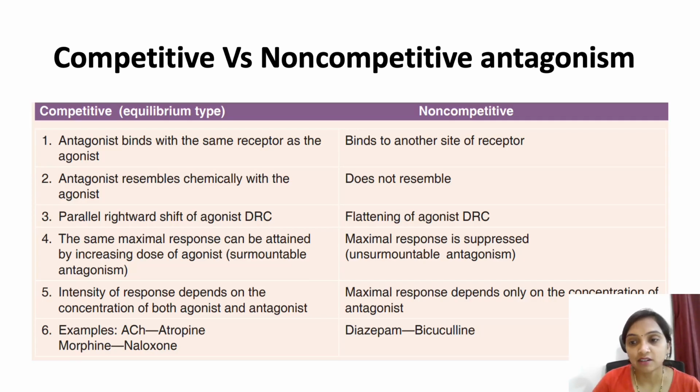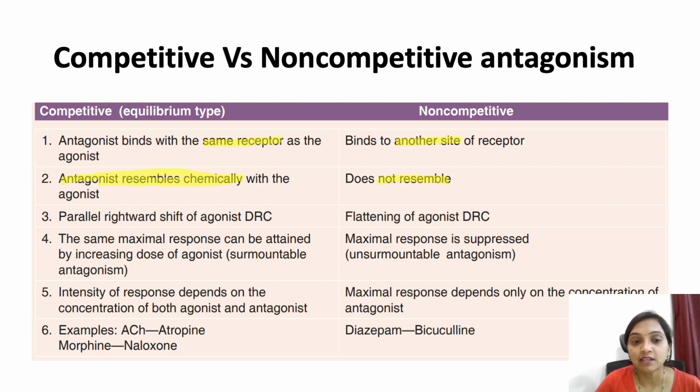So in this slide, you have a clear picture of the differences between competitive and non-competitive antagonism. It will also summarize these two types of antagonism. The first difference is that competitive antagonists will bind on the same receptor, whereas in non-competitive the agonist and the antagonist will bind on different sites. They have different sites for binding. In case of competitive antagonism, the antagonist will resemble the agonist chemically, whereas in case of non-competitive they do not resemble.